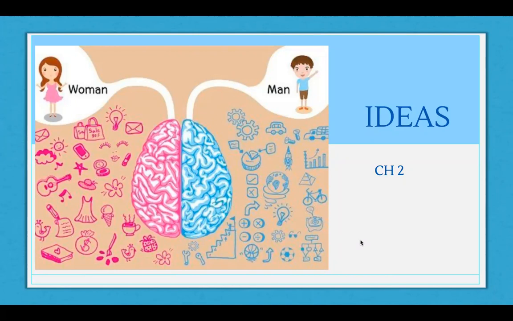This video is for Chapter 2 of your gender textbook. Chapter 2 is entitled Ideas, and it introduces the concept of the binary as well as gender ideology. In addition, I will be introducing the concepts of hegemonic masculinity and emphasized femininity when we talk about gender expression.